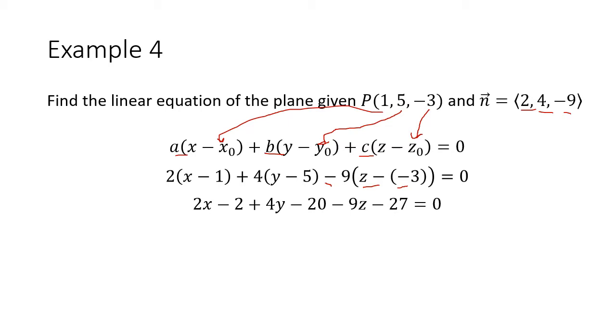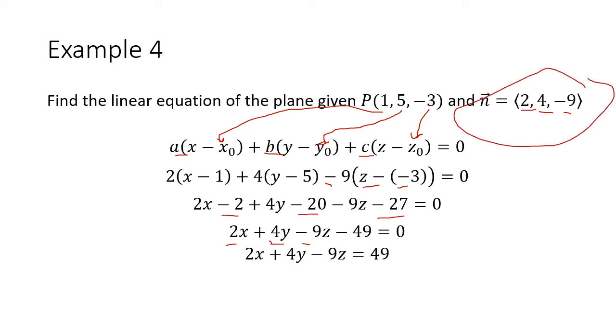And then the last step is, I have these constants: minus 2, minus 20, and minus 27. I can absolutely combine those together, and boom. There is my equation of this plane: 2x plus 4y minus 9z equals 49. And notice how the coefficients 2, 4, and negative 9 match up from my normal vector. You can also get the constant to the other side, and sometimes that's useful too. We could add 49 to both sides, and both of these answers are acceptable.